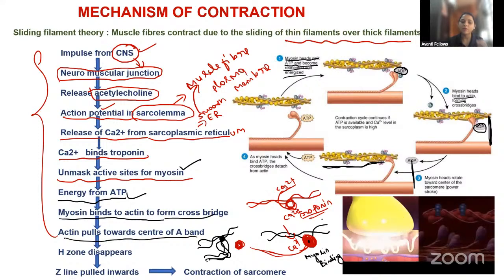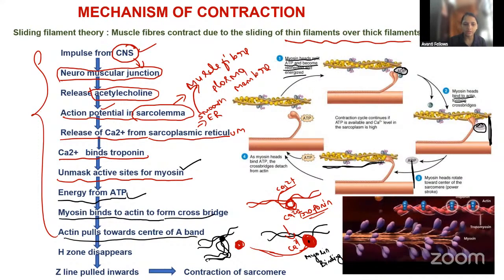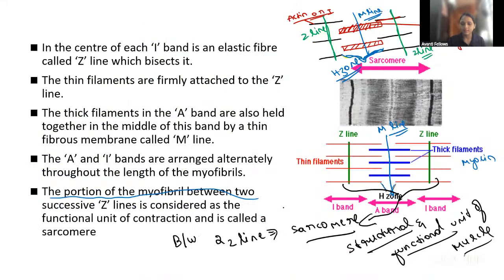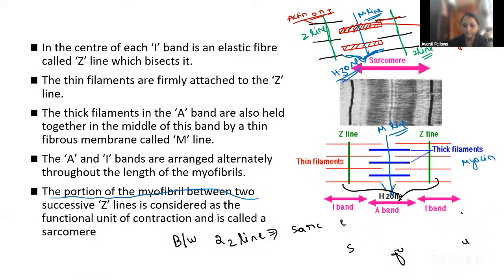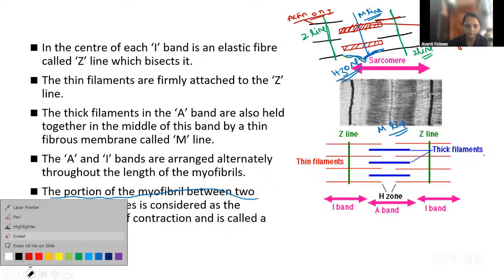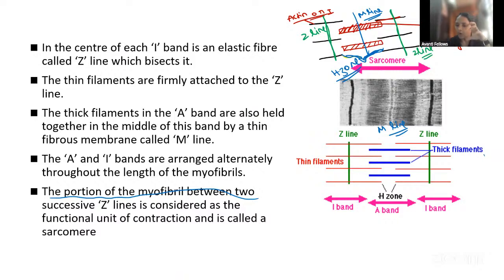What happened in the muscle now? What happened in the myofibril now? So here you can see that when this contraction happens, right? One minute, I will write it here. You can make a note. When the contraction has happened, the muscle has been contracted, which means the sarcomere is contracted.